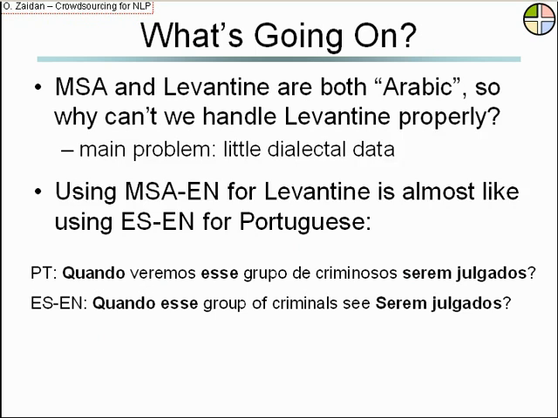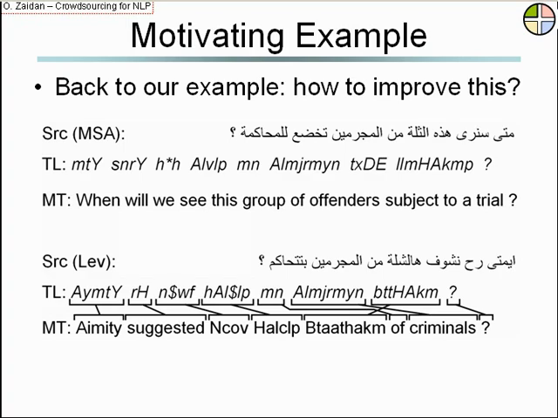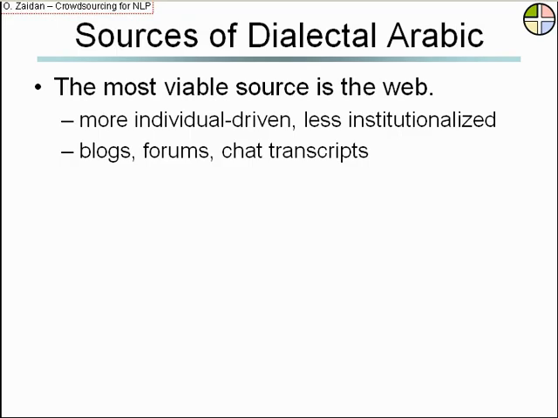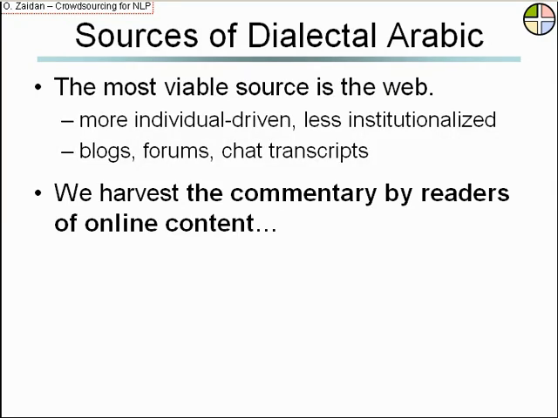And right, so if we want to fix this, if we want to deal with this kind of input, step number one is we need to get a lot of dialectal Arabic data. And probably the most viable source of dialectal Arabic is the web, because a lot of content there is more individual-driven and much less institutionalized, and so people are more inclined to use dialect in written form, even though that's not what they usually use it for. So you can think of harvesting data from blogs, forums, or even chat transcripts if you can get your hands on them. And what we do is we harvest reader commentary left on the online versions of Arabic newspapers.